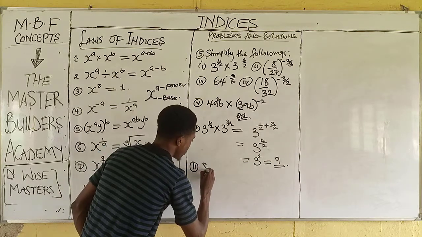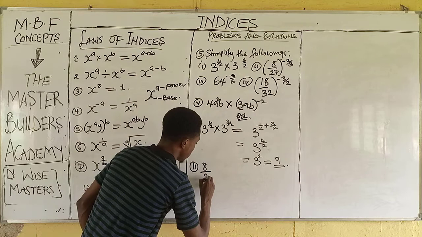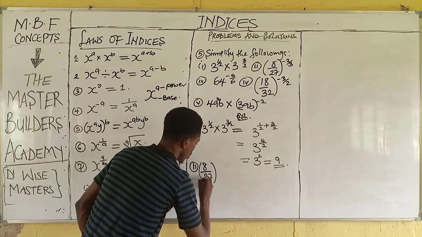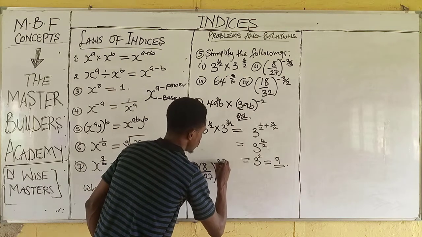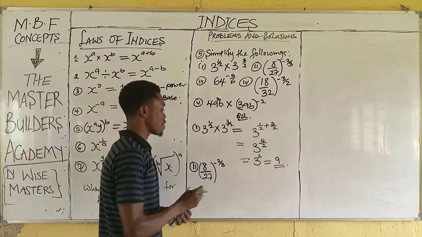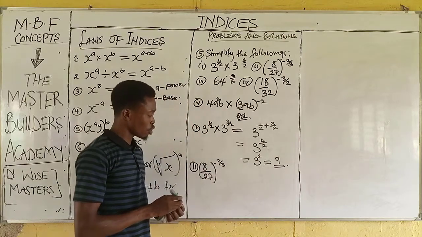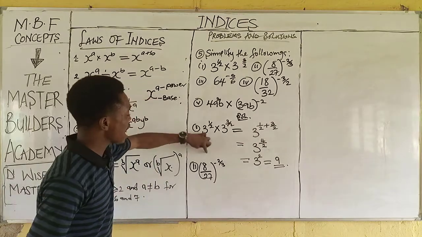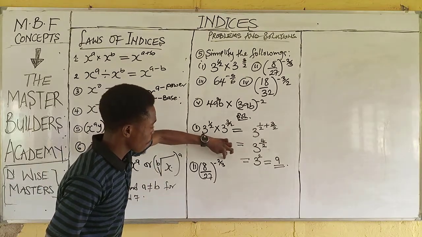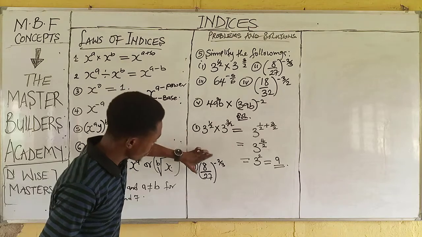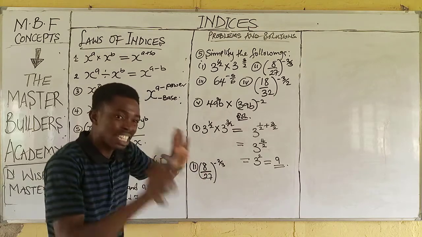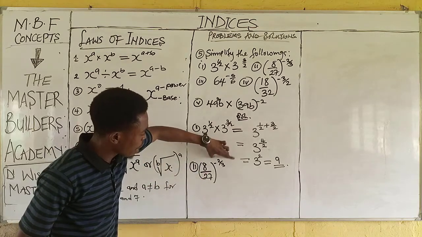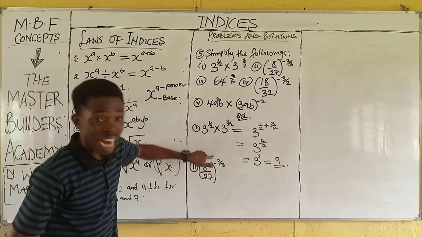We have 8 over 27 all raised to the power of minus 2 over 3. Guys, this is not different from the last question or one of the questions we solved in example 4. But let's look at this. Here now, we have a fractional power. Fraction as a power. This is the base, 8 over 27 is the base. This is the power, and at the power, we have a combination of fraction and negative.